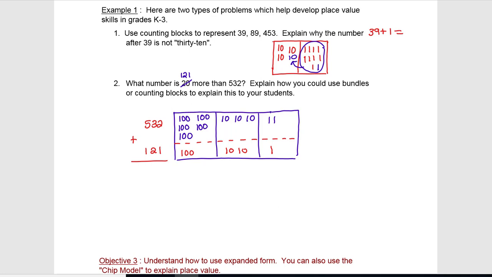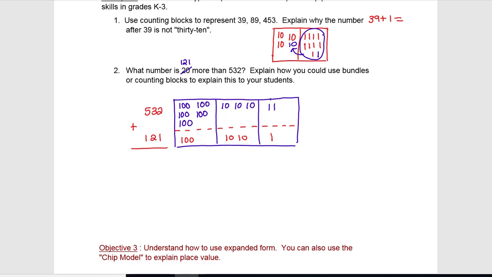And so then what the students can see is, oh, I just take 2 plus 1 and I get 3. 30 plus 20 is 50. And then 500 plus 100 is 600. So notice we didn't do any carrying or bundling or anything like that. We're just adding place value. And so then my answer is 653. You're getting them to see that you add each place value separately. Okay? All right.